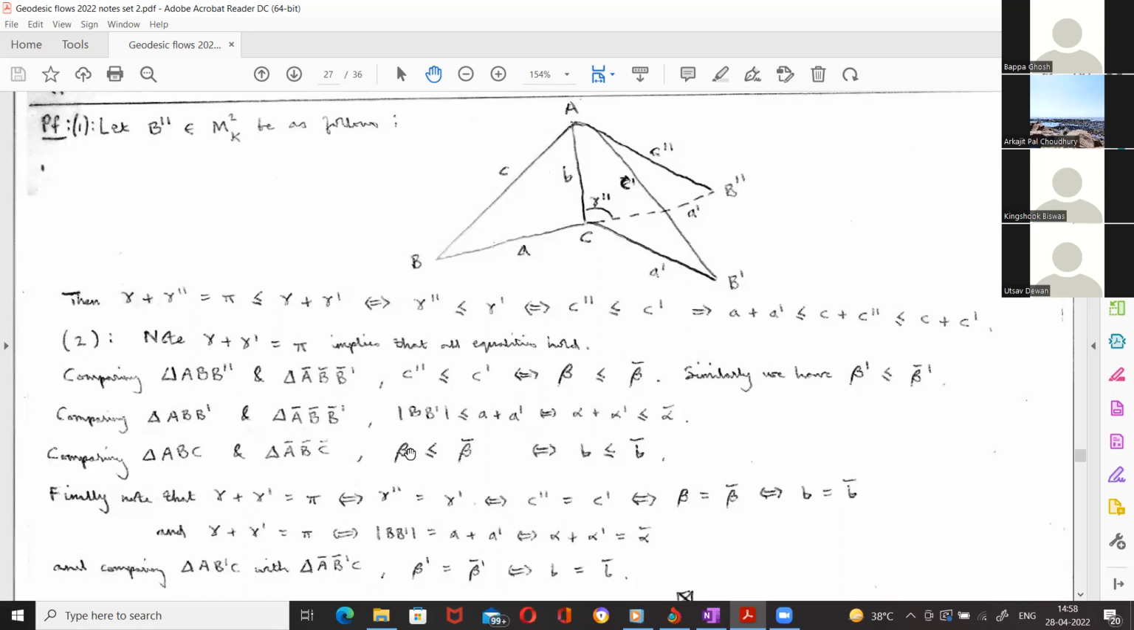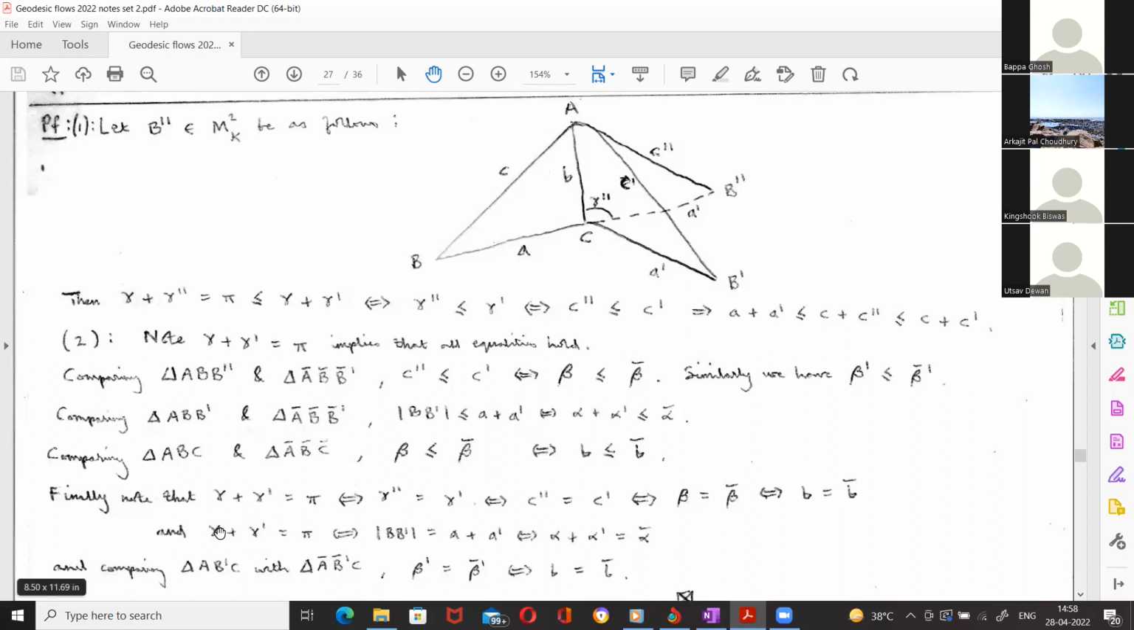Right, because that was how we got B less than or equal to B bar from beta less than or equal to beta bar. So again here, equality holds if and only if B is equal to B bar. Is this clear? Yes, so all of these equalities are equivalent to each other.